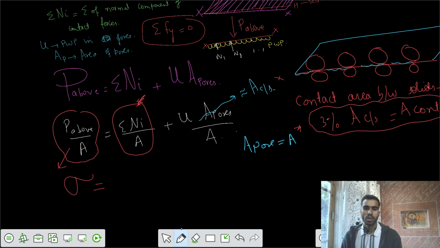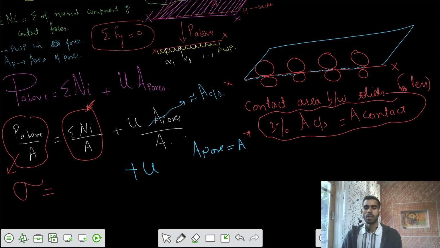Such that in u times A divided by A, the A by A gets cancelled, and you're only left with small u. That's the pore water pressure. So we say that pore water pressure is acting on the area of the pores, but we assume that we can ignore the area of the contact between soil grains, such that the area of the pores is almost equal to the total area of the cross section.